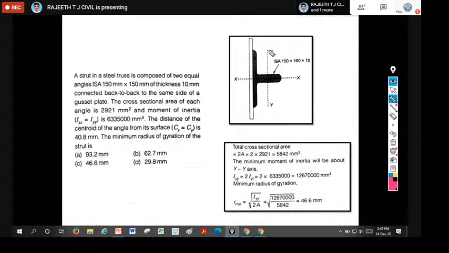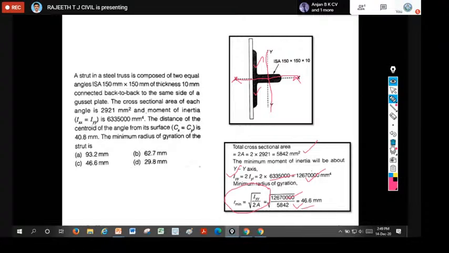Here the weakest axis is the y axis. While calculating that, we should consider both angles, that is, one angle and another angle, top and bottom, with respect to this x axis. We should calculate both. Therefore, while calculating the area, I have taken 2 times the area, and while calculating Iy of the section, I have taken 2 times. Then we went for the calculation of r minimum: Iy by total area, that is 2 times the single angle.